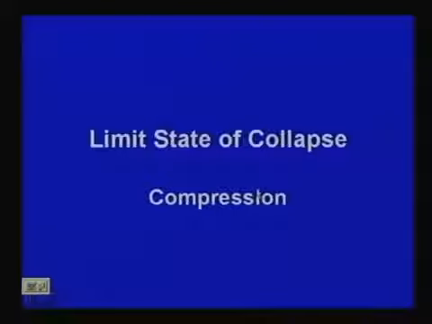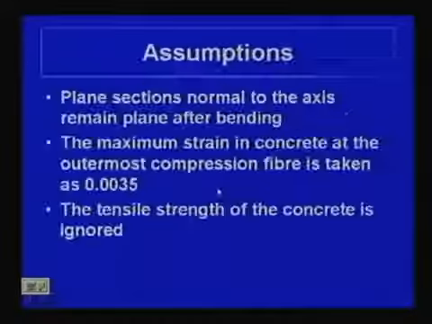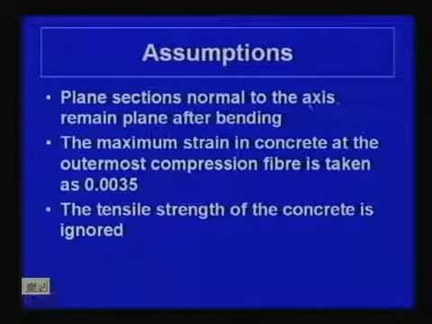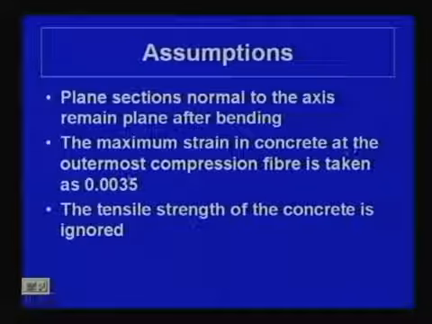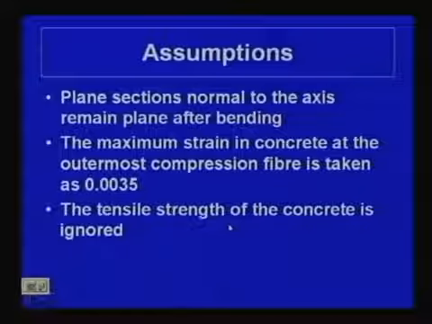For this compression, what are the assumptions, because it is based on a few assumptions. The assumptions of limit state of collapse in flexure are valid here also, those clauses are valid. What are those? Plane sections normal to the axis remain plane after bending. Maximum strain in concrete at the outermost compression fiber is taken as 0.0035. So that is the limiting strain for concrete. The tensile strength of the concrete is ignored. Let us recapitulate once more.